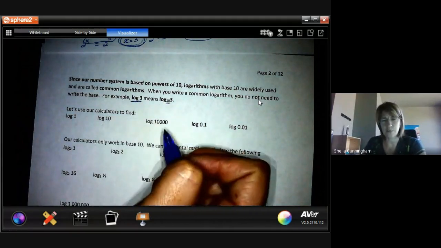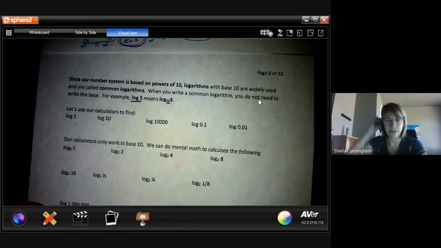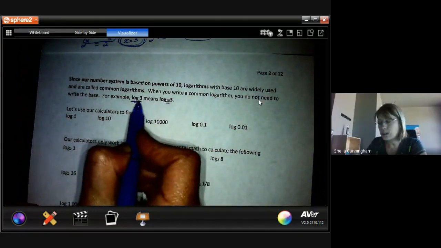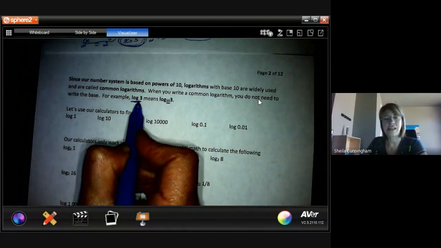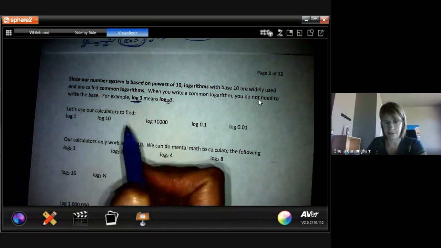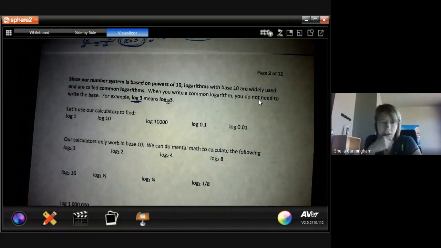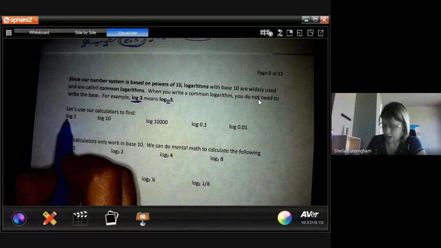Okay, so that's something we just have to take note of moving forward: when we see a log with no little number down below, in the base spot, that means it's a log with a base of 10, okay? Now, on your calculator, you can basically plug and play, right?